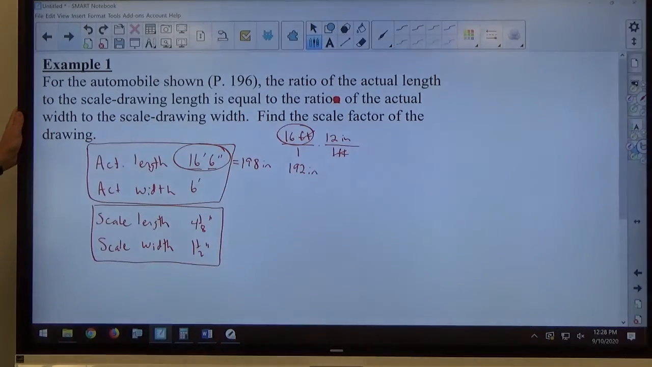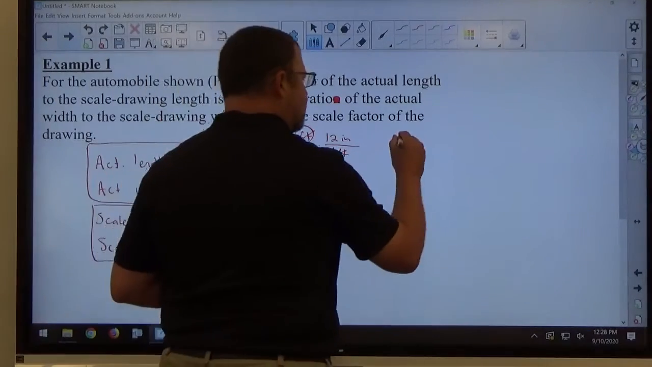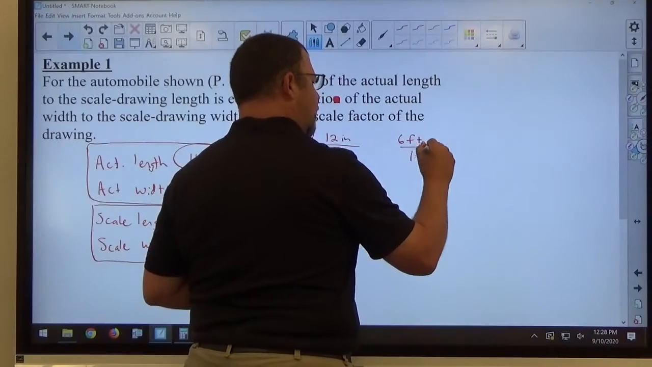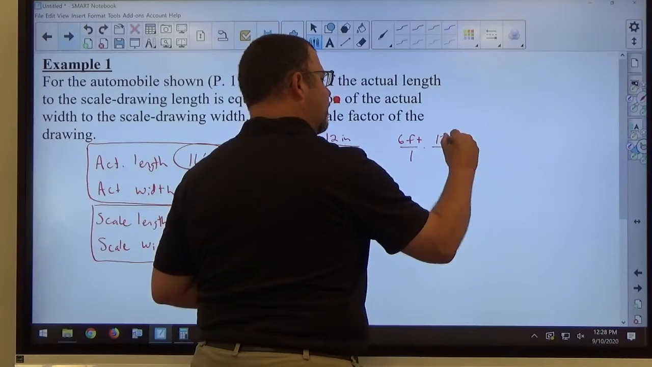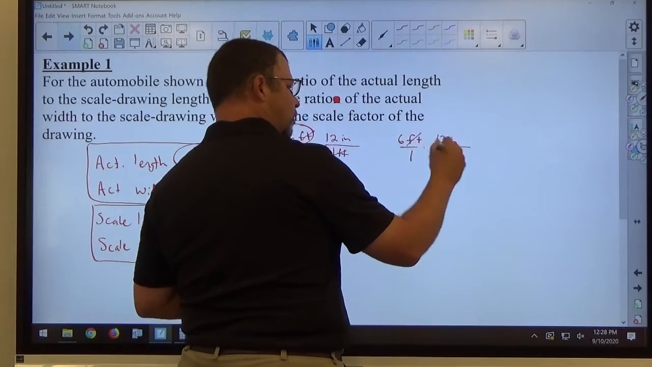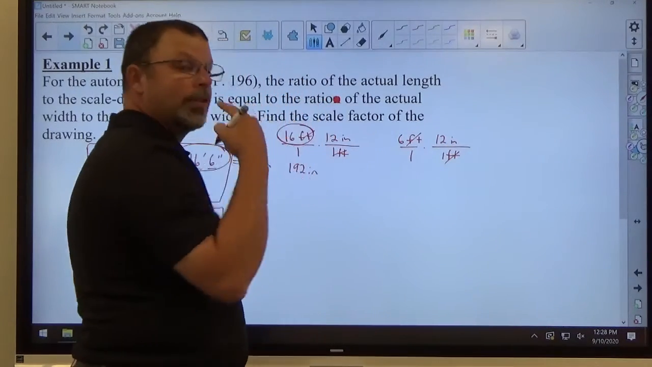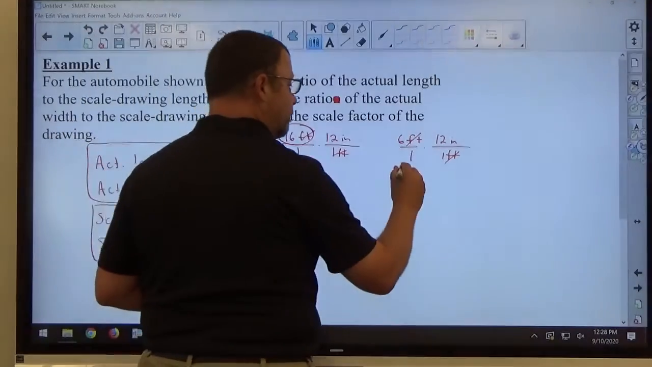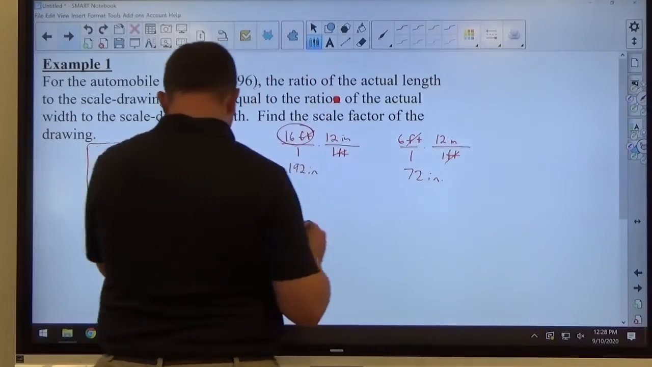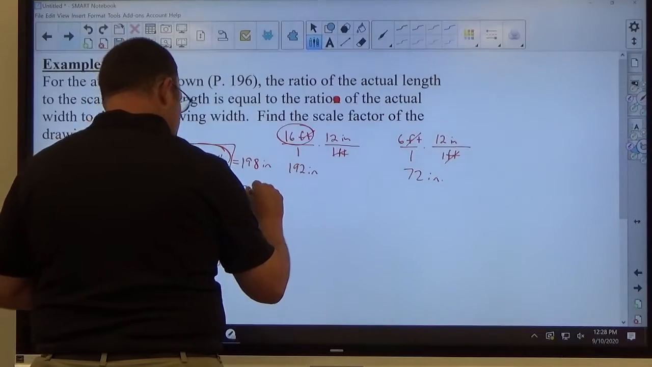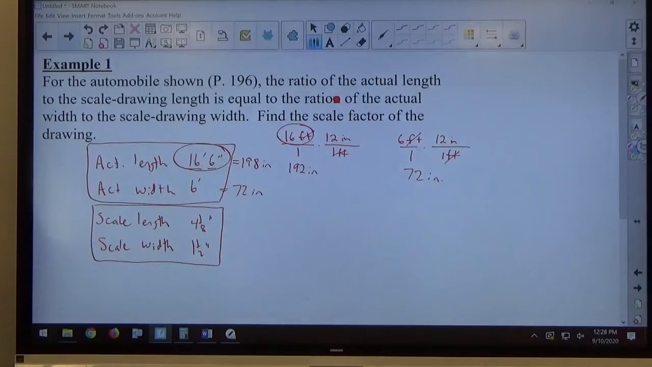The actual width is 6 feet, so same idea, 6 feet over 1, I'm going to multiply by 12 inches over 1 foot. So foot cancels foot, 1 on top, 1 on bottom. We're left with 6 times 12, which is 72. So the actual width is 72 inches. But again, getting everything in the same unit, if I'm going to do a scale factor, that's kind of helpful.